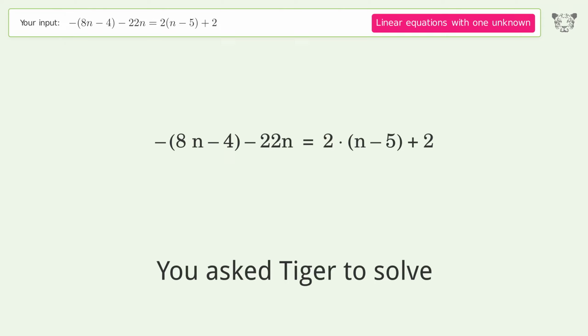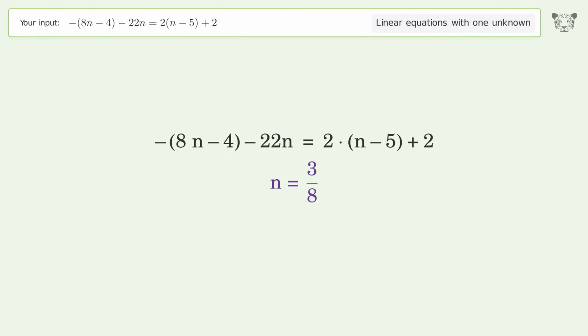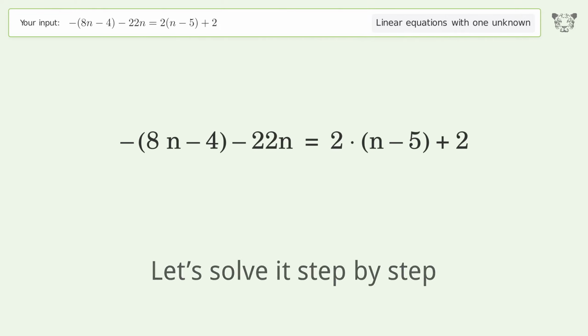You ask Tiger to solve. This deals with linear equations with one unknown. The final result is n equals 3/8. Let's solve it step by step.